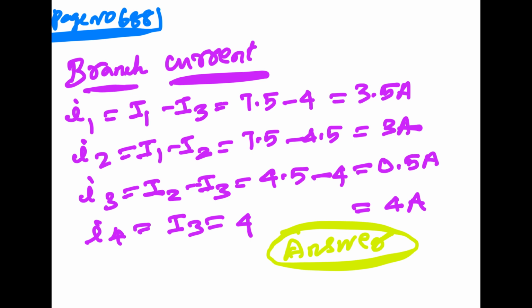From the mesh current values we find the small I1, I2, I3, I4, which are the branch currents or element currents, shown in the notes. Small I1 is 3.5 ampere, I2 is 3 ampere, I3 is 0.5 ampere, I4 is 4 ampere. That is the mesh current method for finding mesh currents and branch currents or element currents.